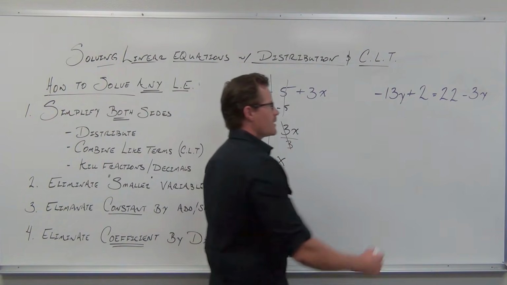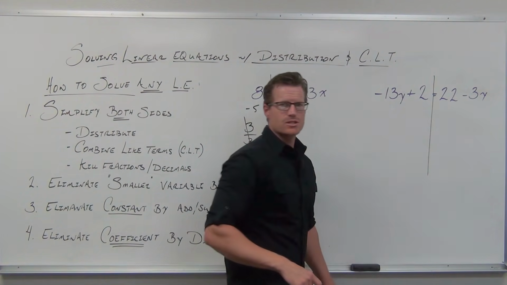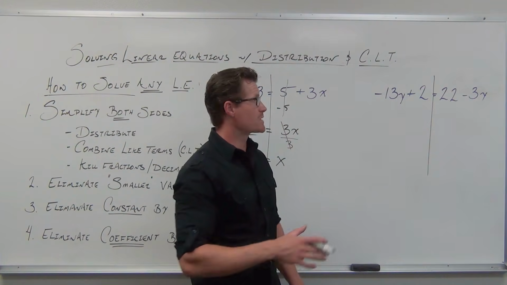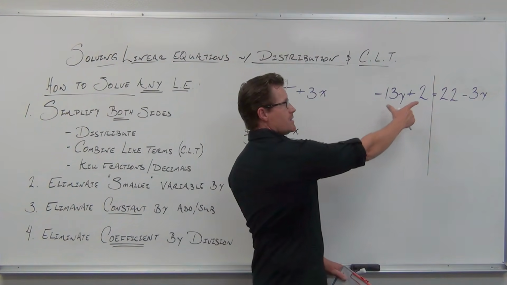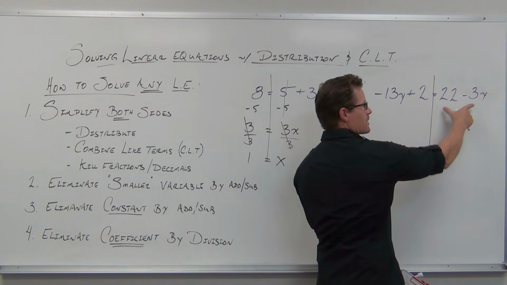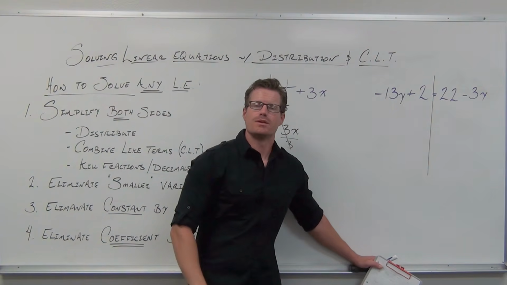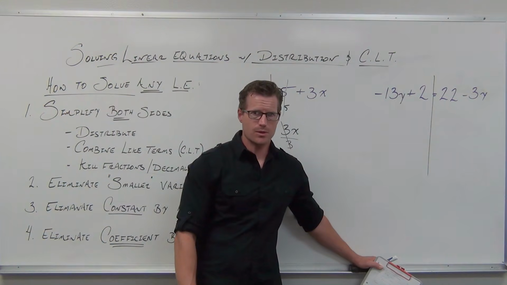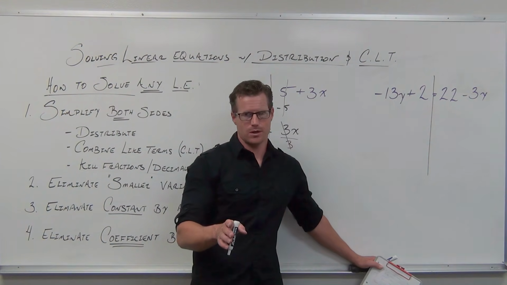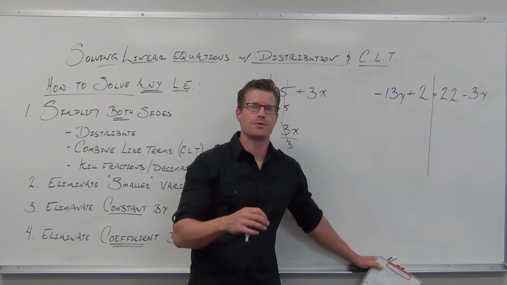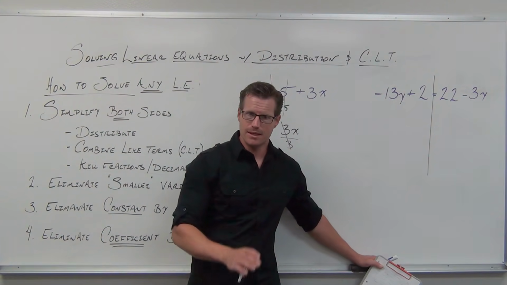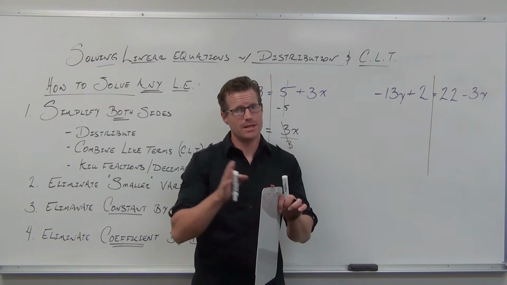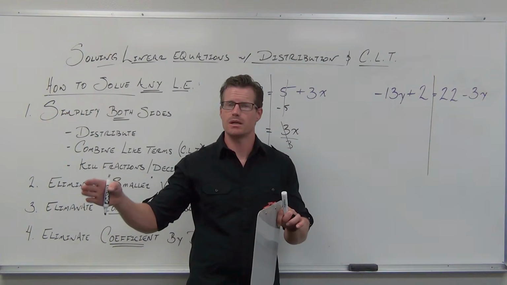The next one, I'm checking for distribution. I have none. I'm checking for like terms. I have no like terms. These are not like terms, there's no like terms. Now the next part, if you try it on your own, a lot of you probably added 3y to both sides. That will work, but I'm going to encourage you to add 13y to both sides. That is the smaller variable. Negative 13 is smaller than negative 3.